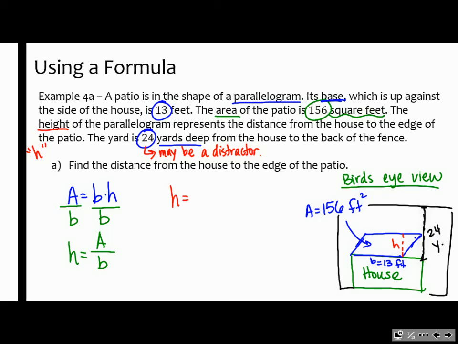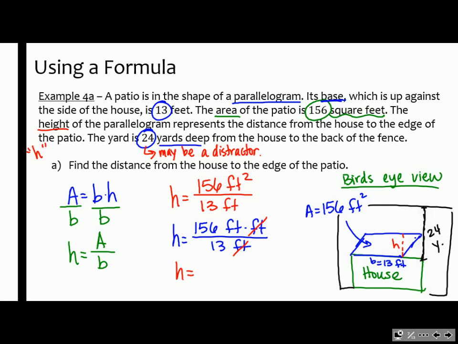So H equals 156 feet squared over 13 feet. All right, just by way of reminding you what happens with units of measure, 156 feet squared is feet by feet and 13 feet. So when we're done, one set of feet cancels. So height isn't measured in square feet, height is just measured in feet. So the units of measure actually behave a lot like variables behave.